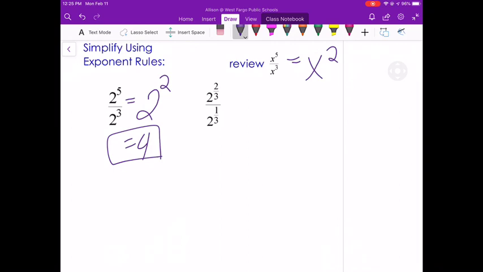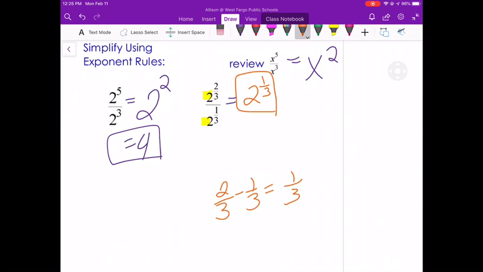It works with rational exponents too. Notice how the bases are the same, 2 and 2. So you subtract the exponents. So 2/3 minus 1/3 is 1/3. Now 2/3 is greater than 1/3, so it's going to end on top. So you're going to have 2 to the 1/3 power.